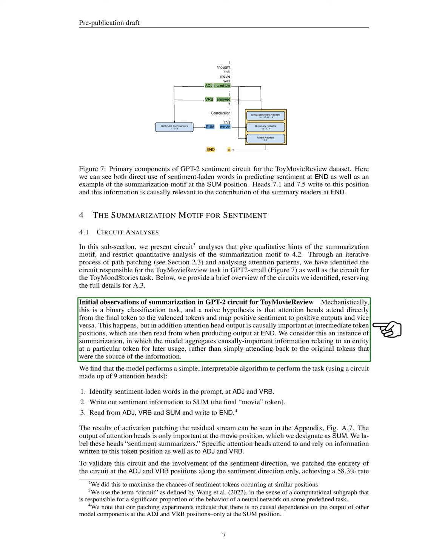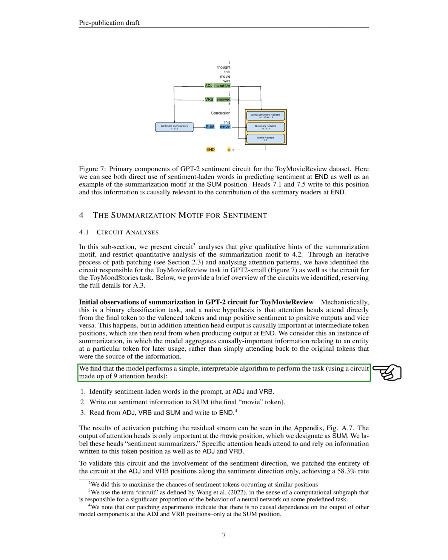At first glance, this task seems like a simple binary classification task where the model identifies positive or negative sentiments and maps them to corresponding outputs. However, we found that the model also uses attention head output at intermediate token positions, which are later used when producing the final output. This is an example of summarization, where the model gathers important information related to an entity at a specific token for later use, instead of just referring back to the original tokens that were the source of the information. The model uses a simple, understandable algorithm to perform the task.